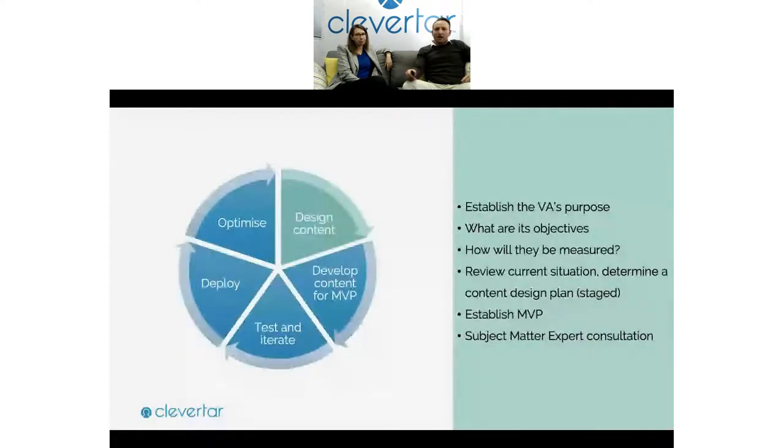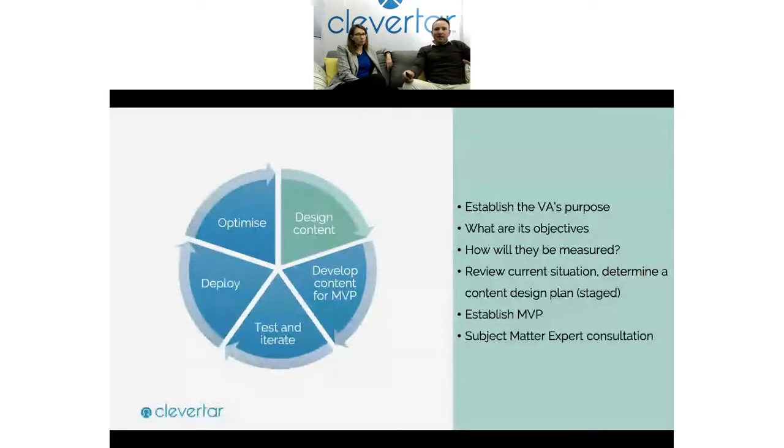Correct, yeah. So the very first stage is around designing content, and typically that happens in a collaborative workshop or workshops, depending on the situation. And it's about establishing the VA's purpose and what the objectives are. What are we trying to achieve by our customers' users, our customers' customers, having an interaction with a virtual agent, and what are the outcomes.